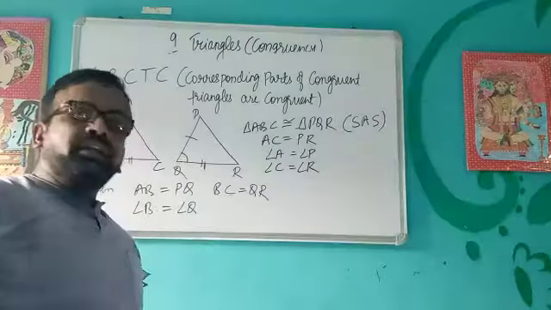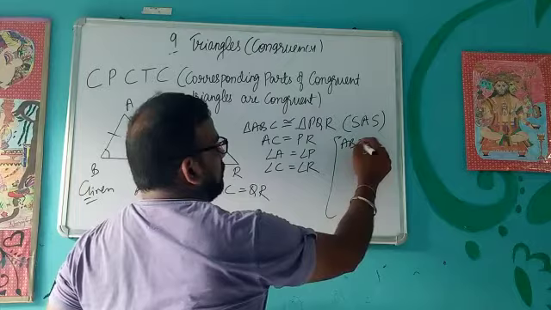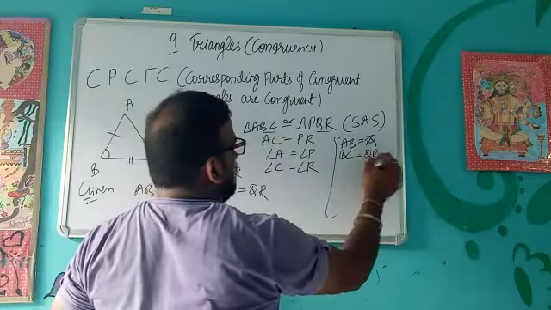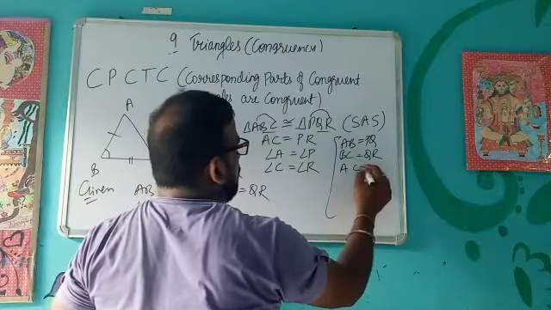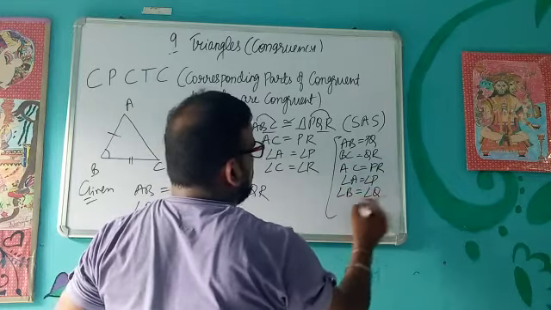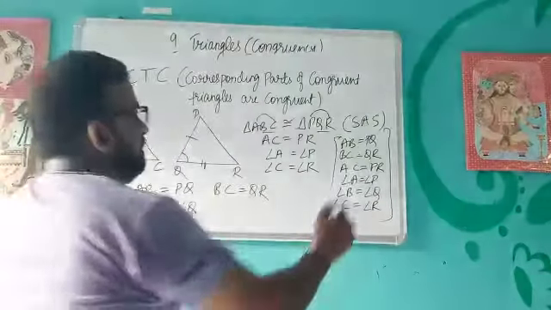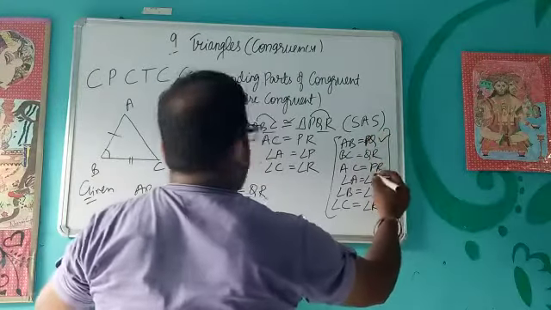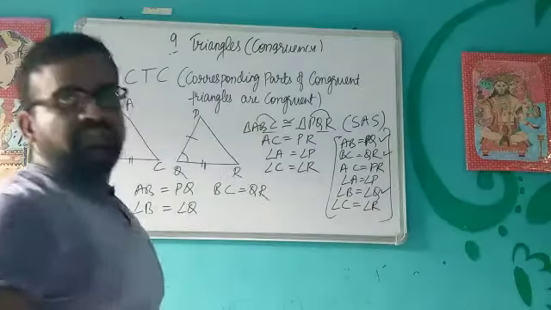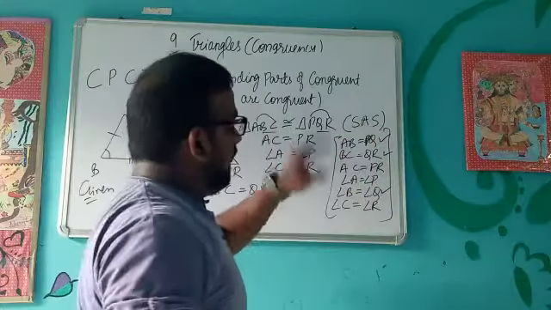So in the beginning I told you there will be 6 measurements. What are those 6 measurements? AB can be equal to PQ, BC can be equal to QR, AC can be equal to PR, angle A can be equal to angle P, angle B can be equal to angle Q, and angle C can be equal to angle R. So out of these 6 things, these 3 things are given as equal to each other. So when I prove these two triangles are congruent to each other, after that what happens?